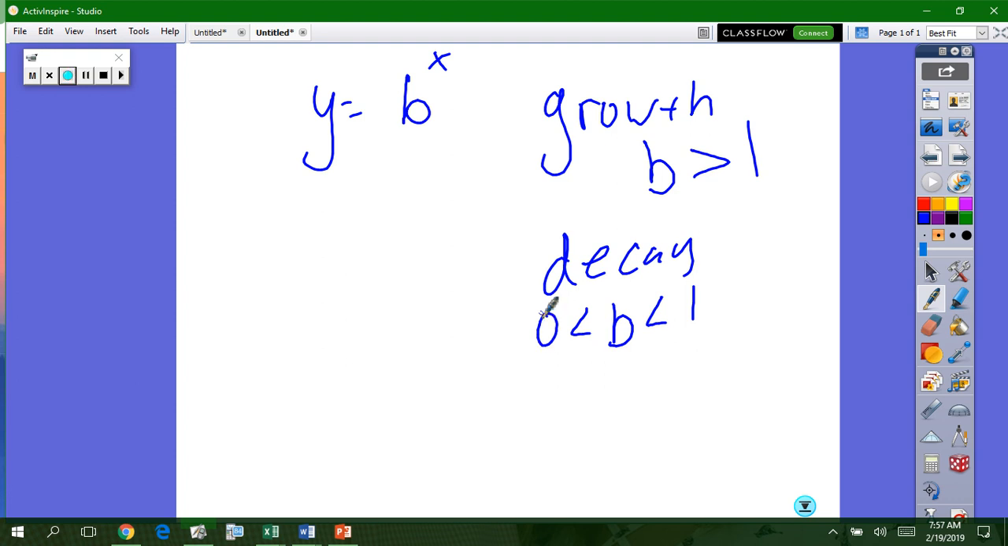Can anybody tell us why our B value always has to be greater than 0? Why can't it be -2? Can I square -2? -2 squared is 4. And I do -2 again, that's -8. Nothing wrong with that, except x. I want x to be any variable I want to plug in. And once again, what if x was a half and our B value was -2?